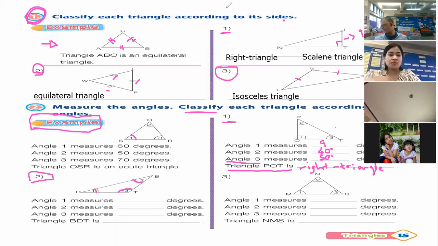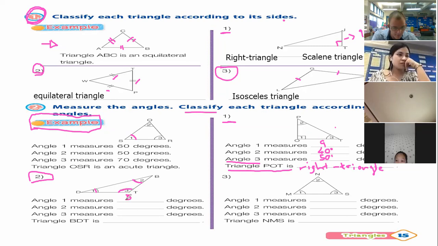If you have an answer, you can tell me. What is the size of angle 1? Does anyone know what is the size of angle 1? I got 30. 30 is 100% correct. What about angle number 2?